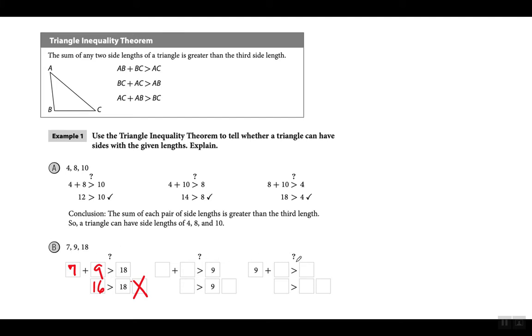All right, so right here, since they have a 9 here, I'm going to put 7 plus 18. 7 plus 18 is 25. And yes, 25 is greater than 9. And over here, since they have the 9 there, and I already used the 7 here, it's got to be 9 plus 18 greater than 7. Yeah, 9 plus 18 is 27. 27 is greater than 7, yes.